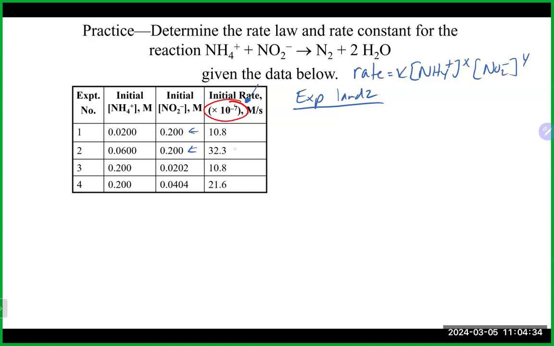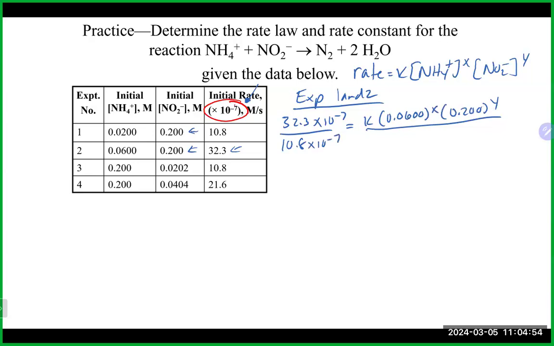And again, take the 32.3 times 10 to the minus 7 on top. And I'm going to do our K, 0.06 to the X and 0.2 to the Y. And again, we're going to go with the first experiment there, which we also would want to times 10 to the minus 7. Again, if you left that part off because you're dividing, it will come out the same, but your K value at the end will not be right.